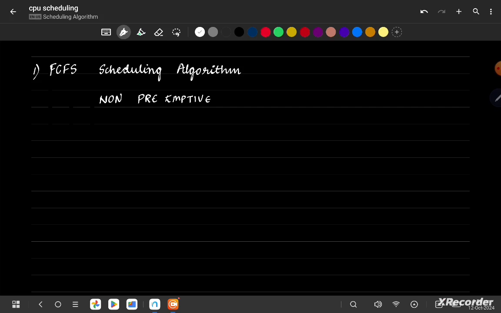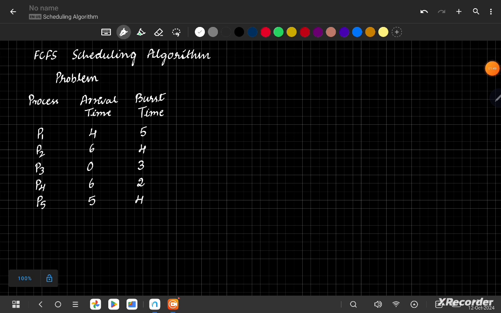We'll learn the FCFS scheduling algorithm with an example problem. We'll consider a set of processes whose arrival time and burst time are given below. We have to draw a Gantt chart and we have to calculate the average waiting time and average turnaround time.